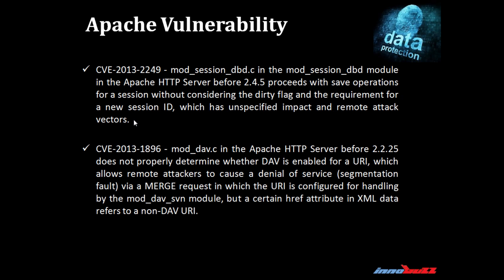Another vulnerability is CVE-2013-1896, in which mod_dav.c in the Apache HTTP server before 2.2.25 does not properly determine whether DAV is enabled for a URI, which allows remote attackers to cause a denial of service via a MERGE request in which the URI is configured for handling by the mod_dav_svn module, but a certain href attribute in XML data refers to a non-DAV URI.